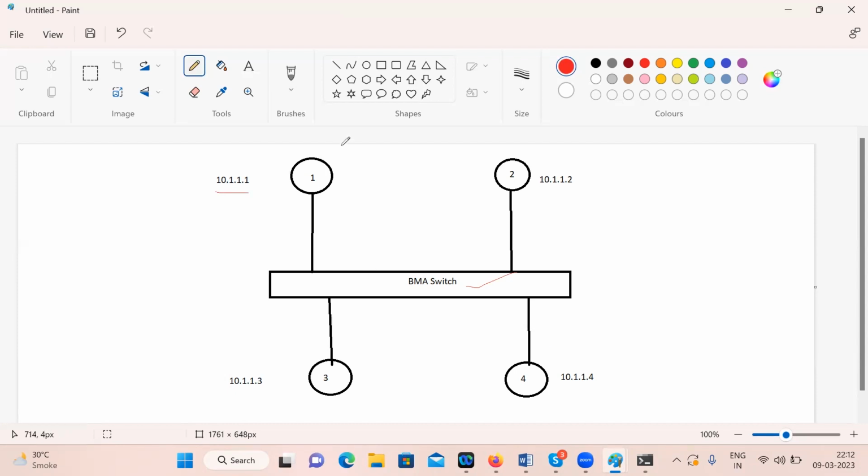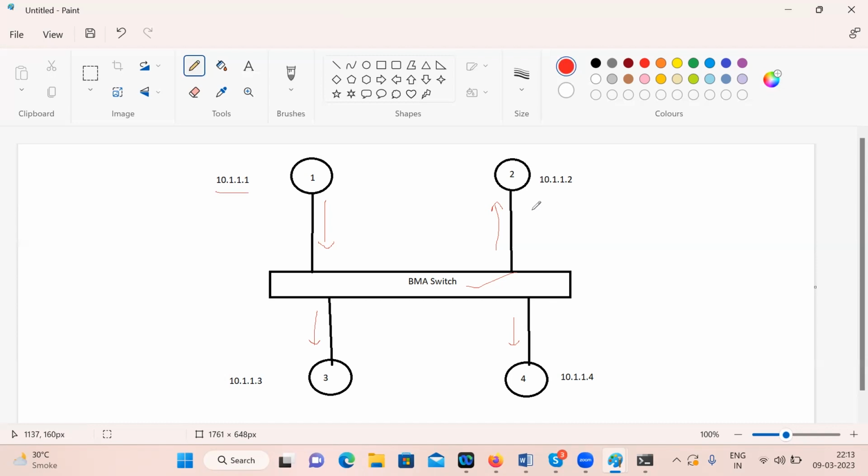Now what will router 1 do? Router 1 will flood a hello packet, saying hello to its neighbor routers. It will reach over here. Then router 2, router 3, and router 4 will all send an acknowledgement. Router 1 said hello, and they will say hi, we are here.